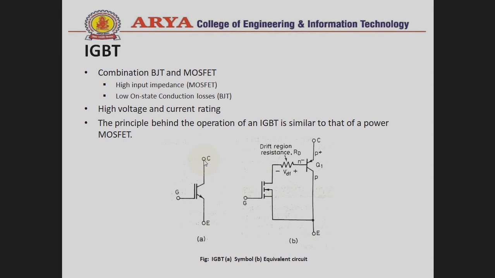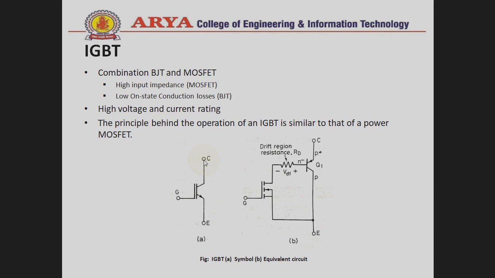It keeps the best qualities of BJT and MOSFET in it. That is the high input impedance of MOSFET and the low on-state conduction losses of BJT. And in IGBT, the second breakdown problem does not occur. IGBT is a voltage control device.